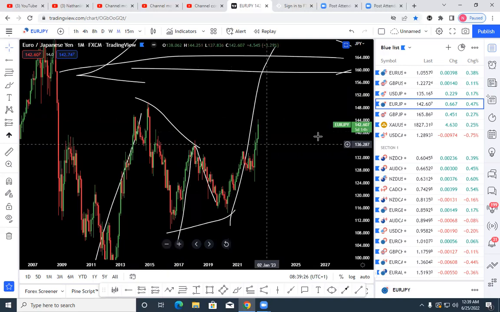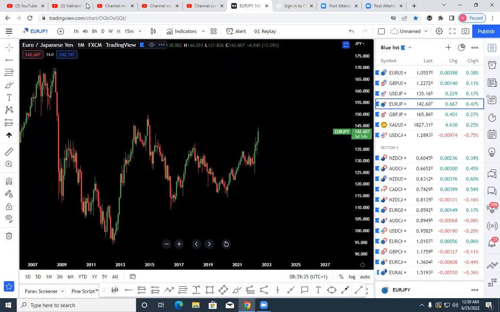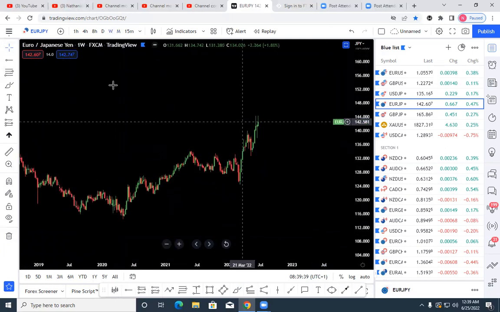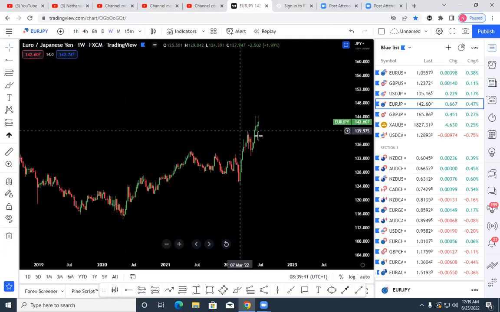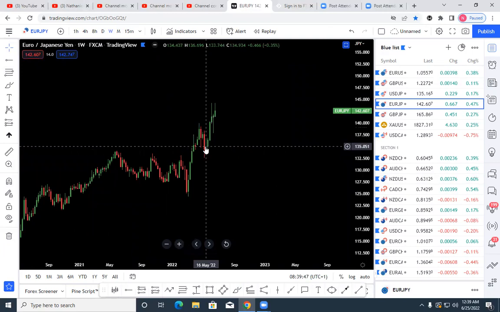So now let's go straight. We have understood the background fundamentals. Let's go to technical now. So you see on the monthly, it's still bullish, no doubt about that. It's still very, very bullish. On the weekly, you see that though it's bullish, the move to the upside is not as strong as it was when it started here.